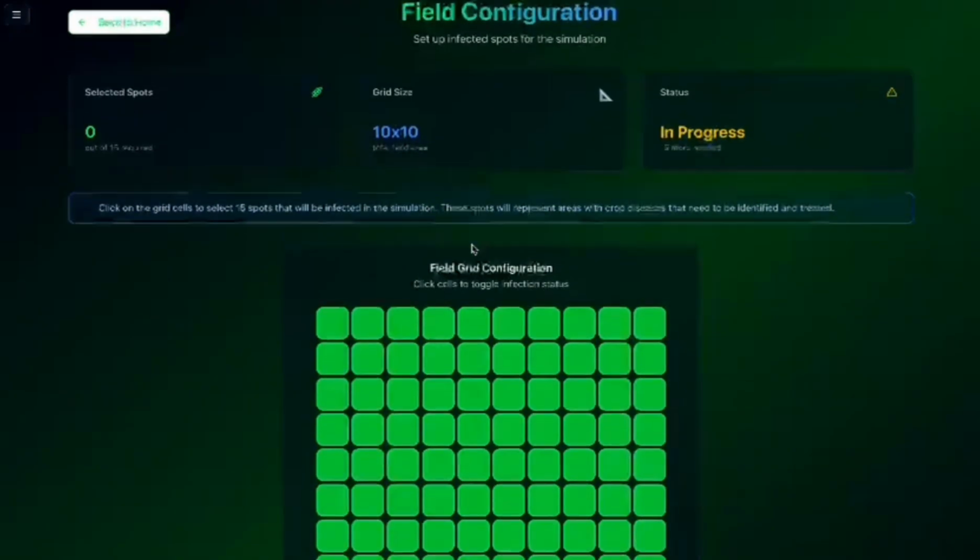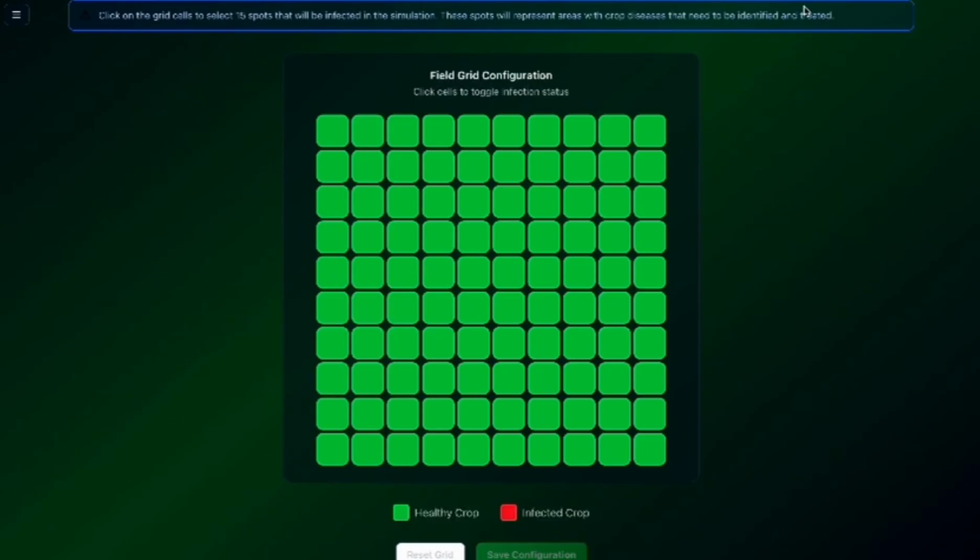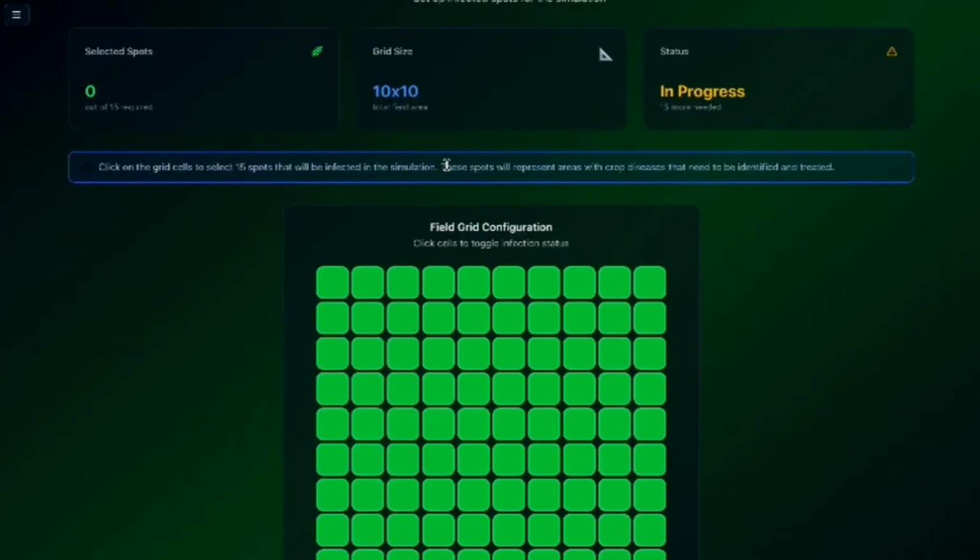As we can see, we have taken a 10 by 10 grid. Let us consider 1 acre of land, in which we have taken a portion divided into 10 rows and 10 columns, a total of 100 slots. In this we pick 15 slots.